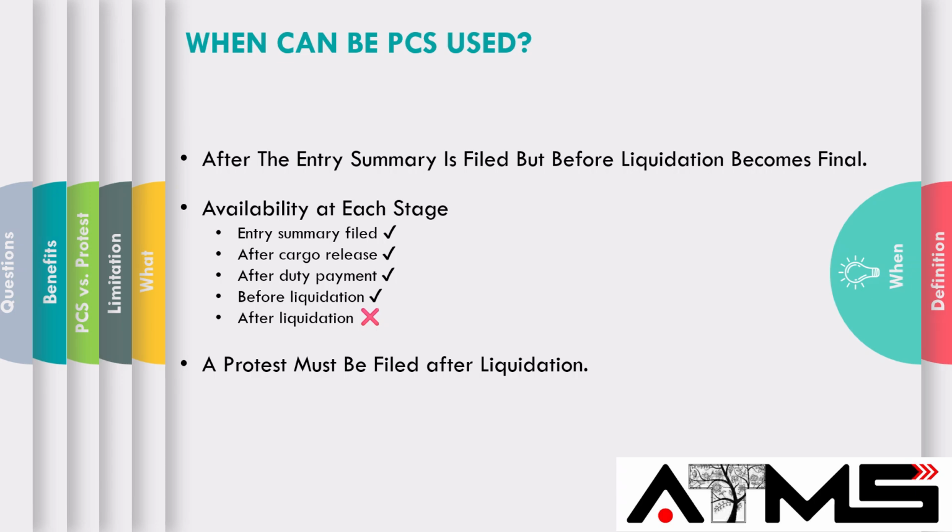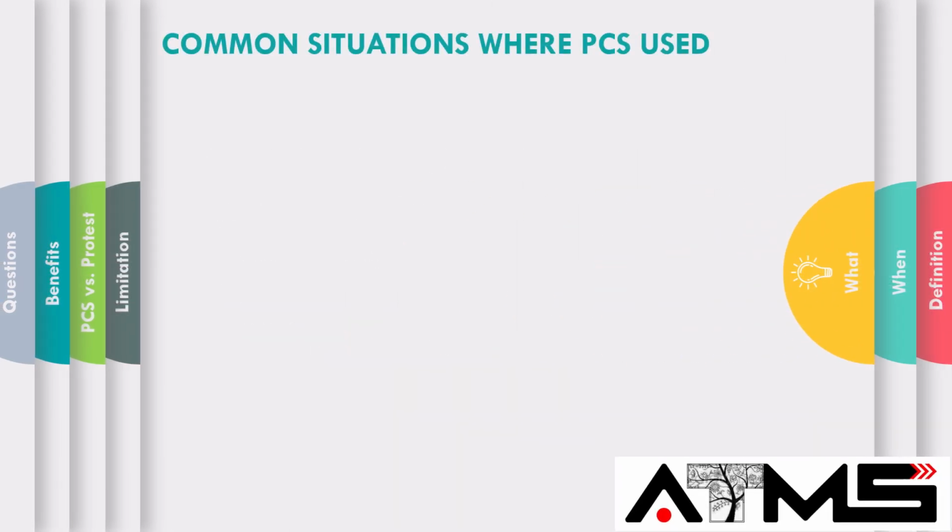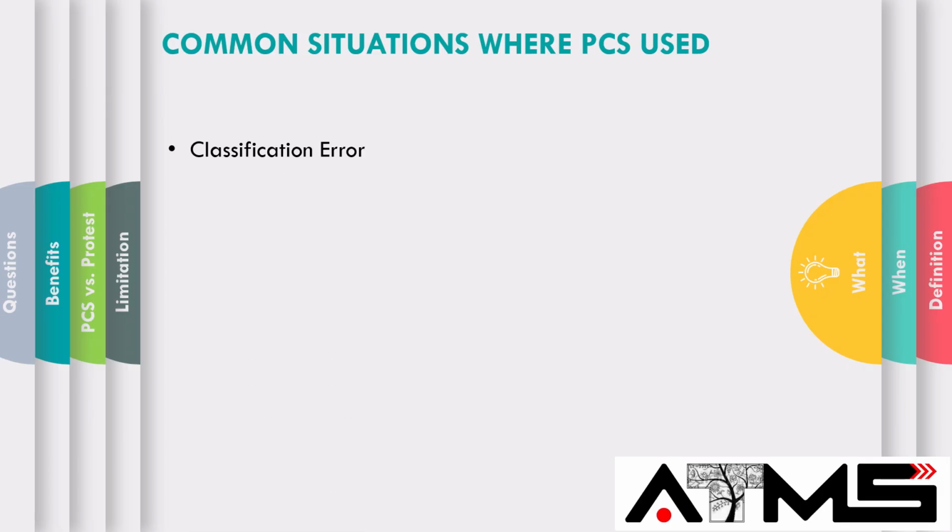In that case, the importer must file a protest under 19 U.S.C. 1514. There are several common situations where importers use PSC. The first is classification errors. You use the wrong HTS classification. In this case, the importer submits a PSC to correct the HTS classification and pays any additional duties owed if the correct HTS has a higher duty rate.